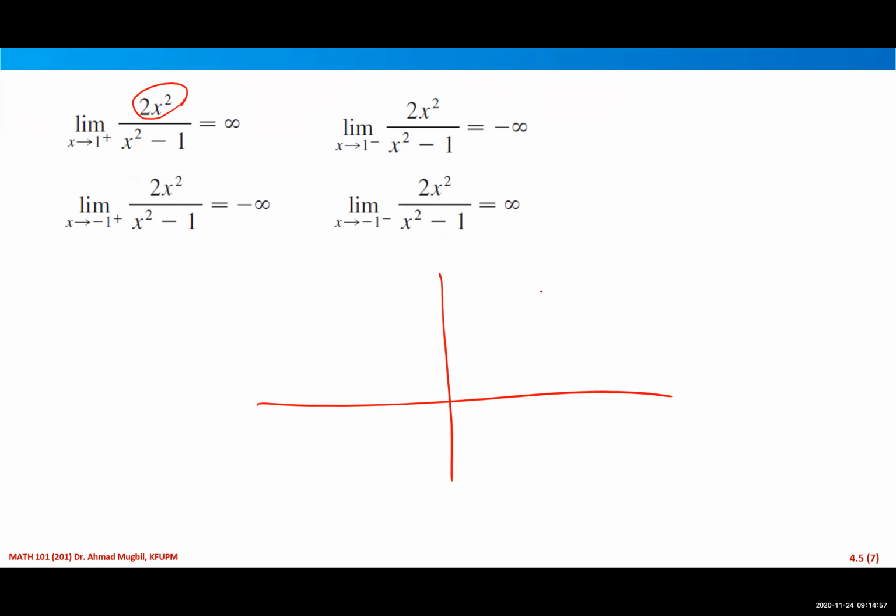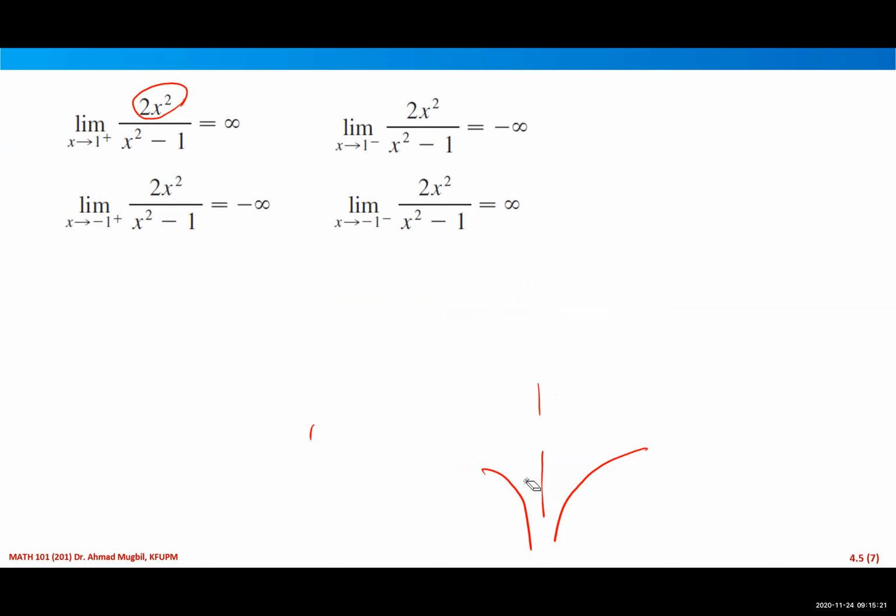So this is 1, and this is negative 1. You need to know whether the graph is doing this or doing this, whether it is going to infinity or to negative infinity. You have to check whether it goes to infinity or negative infinity, to the right and to the left. You must do this to sketch the graph.